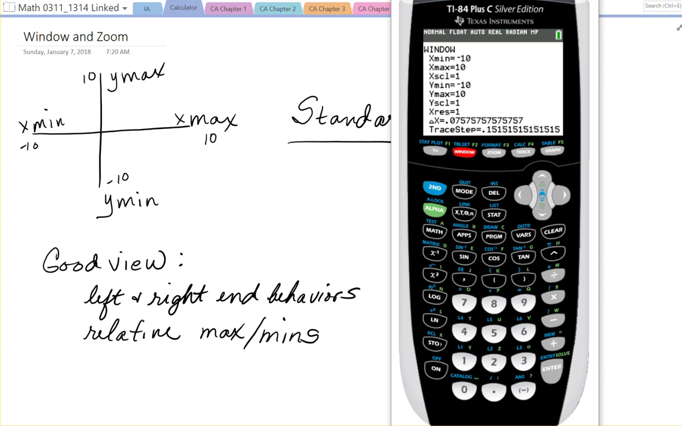All right, so when I have this window and I go to graph, I see this will be -10, this will be 10, this will be -10, this is 10, and I'm seeing a graph within the window of whatever's in my y equals, which is 5x minus 12. That's in this standard viewing window.